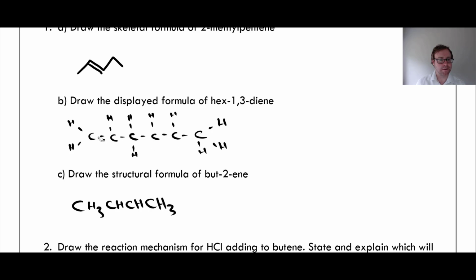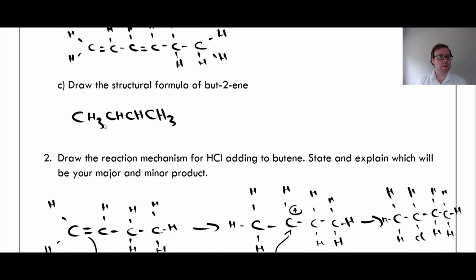So let's get rid of that. Let's get rid of that. So 1, 2, 3. So this is where my double bond should be, which means this would be a H. I'd have 3 H's around here, and I had to remove this H here. So let's try again. It's been a long day. So hex-1,3-diene, 1, 2, 3, 4, 5, 6. First double bond is on the first carbon, 1, 2, 3. The second double bond is on the third carbon. That looks a bit better.